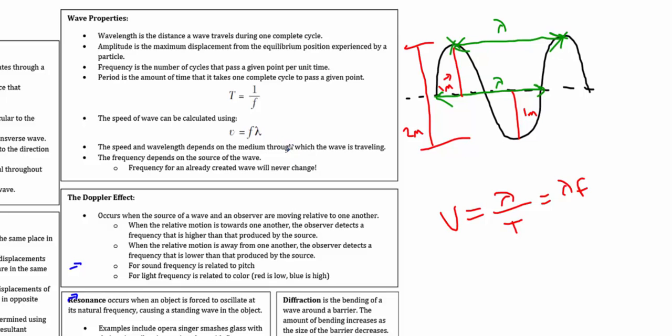The speed and wavelength depend on the medium through which the wave is traveling. So as a wave enters a more dense medium, it will slow down. If it enters a less dense medium, it'll speed up. Let me get back to frequency. I meant to point this out.